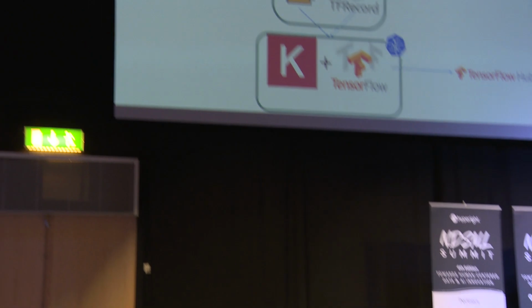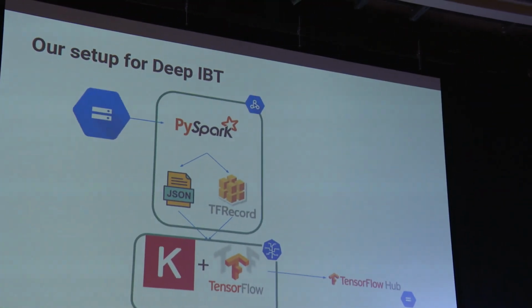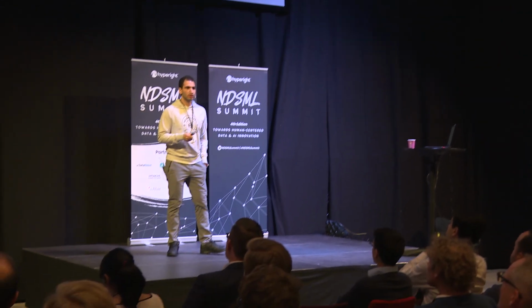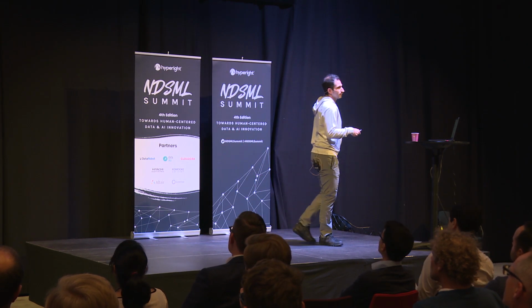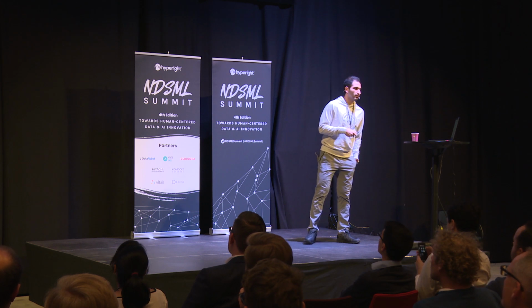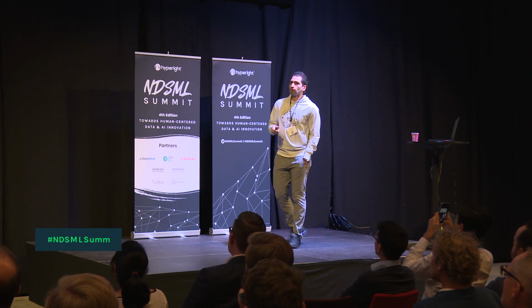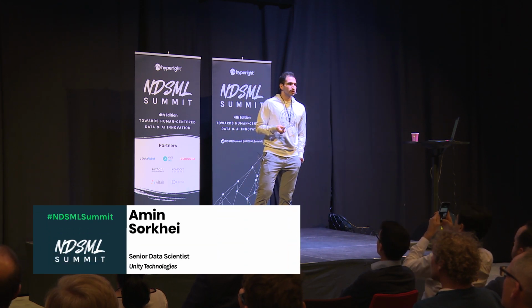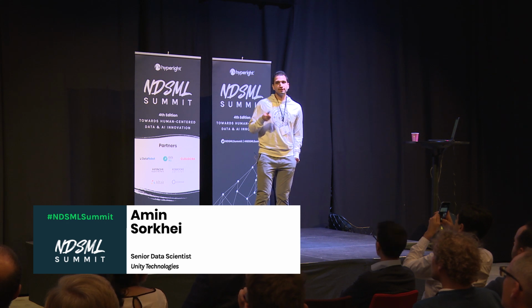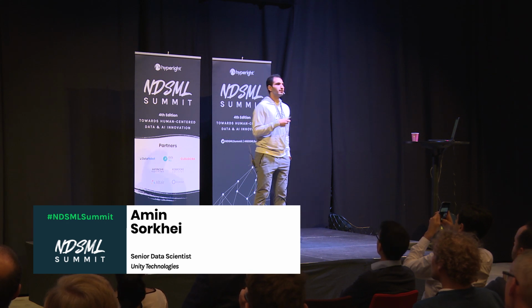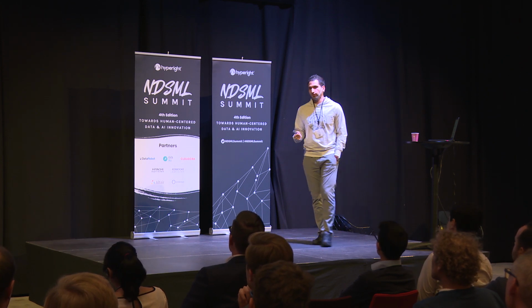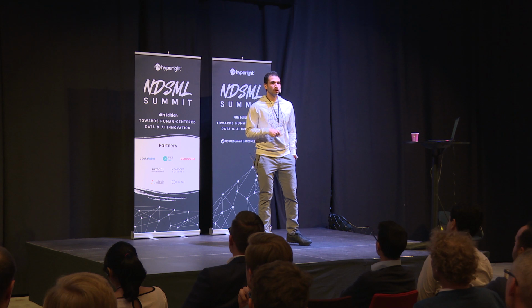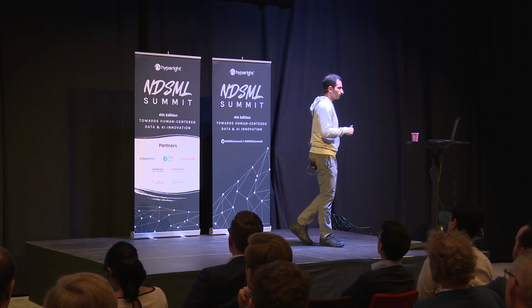So what is the setup for Deep IBT? We have the Parquet files stored in Google Cloud Storage. Then the Dataproc cluster is going to consume that data using PySpark, and will create some JSONs and TF records. How many people know what a TF record is? Basically, TF records is a data format that can be consumed really, really fast by TensorFlow, faster than whatever you have in mind. If you want to train your model fast, you need to find a way to save that as TF records.